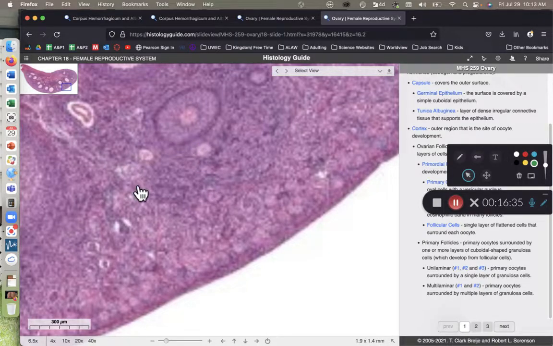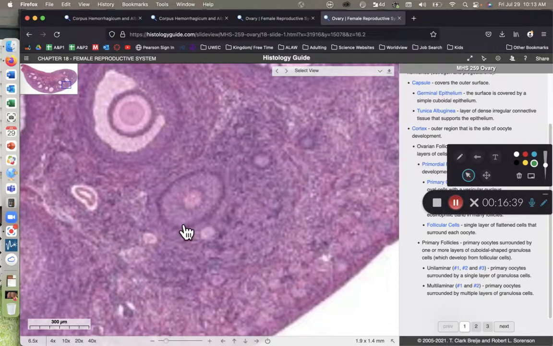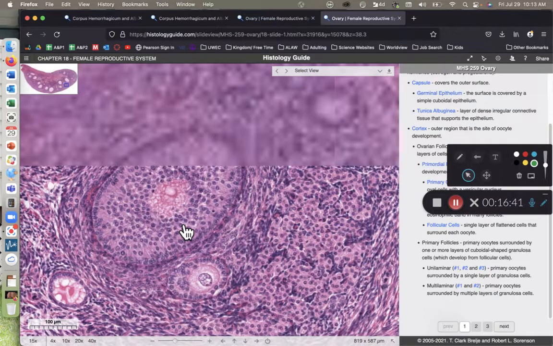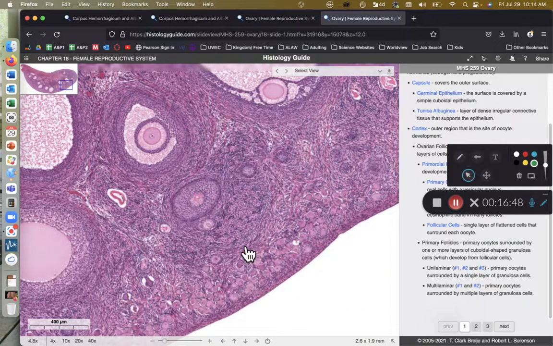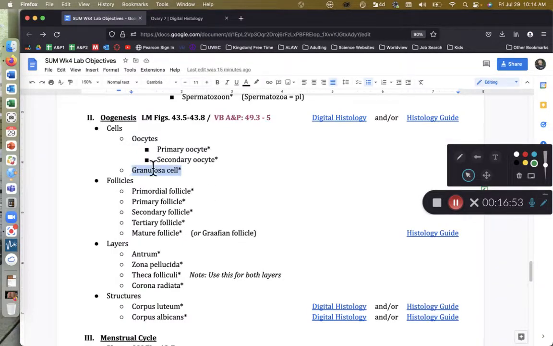I'm zooming out a bit, just a skosh. Here we can see a stratified cuboidal epithelium, a very stratified cuboidal epithelium. So those are the granulosa cells. We look at those granulosa cells to help us differentiate between primary follicles and secondary follicles. If there's a single layer of granulosa cells or simple cuboidal epithelium, it's a primary follicle. If the granulosa cells are stratified, so we have a stratified cuboidal epithelium, we call it a secondary follicle.